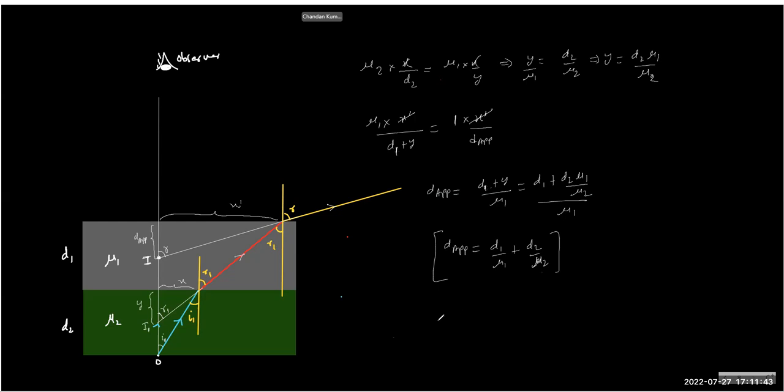So you can do it for 2, and then you can do it for any number. So in general, the way to write this term is d apparent upon medium of observation is summation of di upon mu i. That's it. Easy to remember.